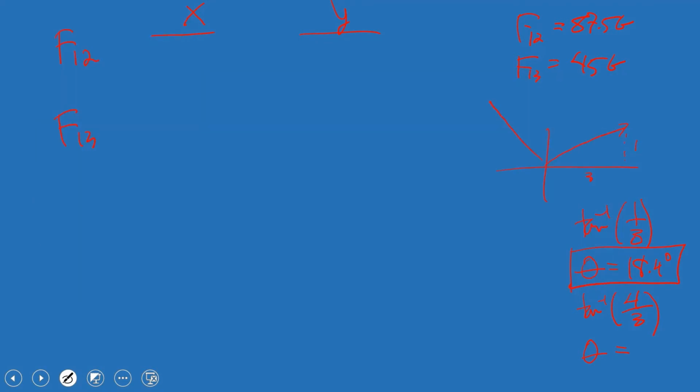So it was 53.1 degrees. Okay. And so you can kind of see what we're going to do here now, guys. We know that F12 is acting up and to the right. And so it's going to be 87.5 G positive. So it would be sine of 18.4 degrees.